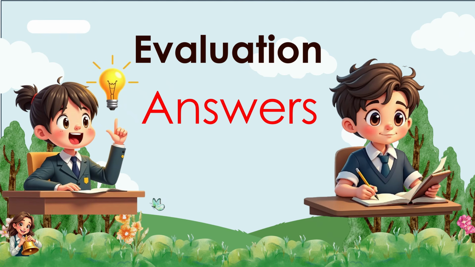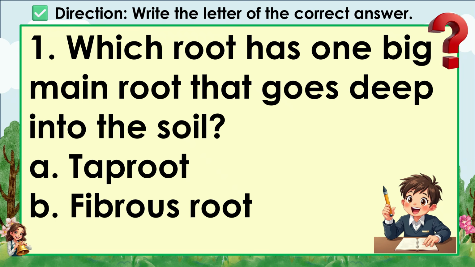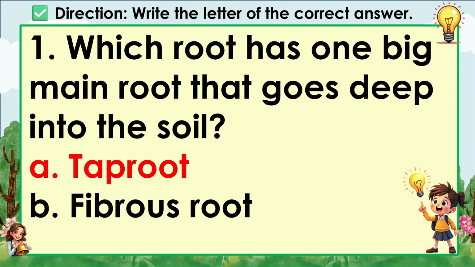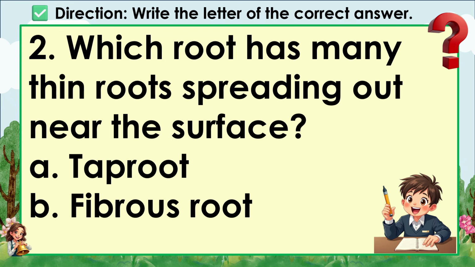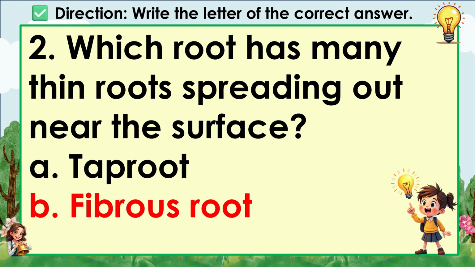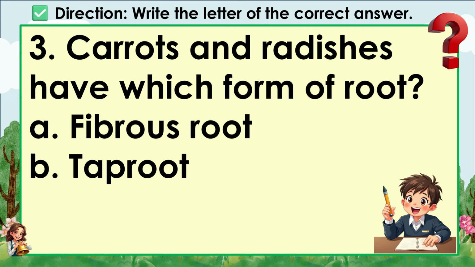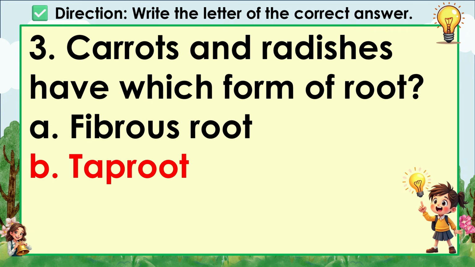Evaluation answers. Are you ready to see the answers? Okay. 1. Which root has one big main root that goes deep into the soil? The answer is A. Taproot. 2. Which root has many thin roots spreading out near the surface? The answer is B. Fibrous root. 3. Carrots and radishes have which form of root? The answer is B. Taproot.